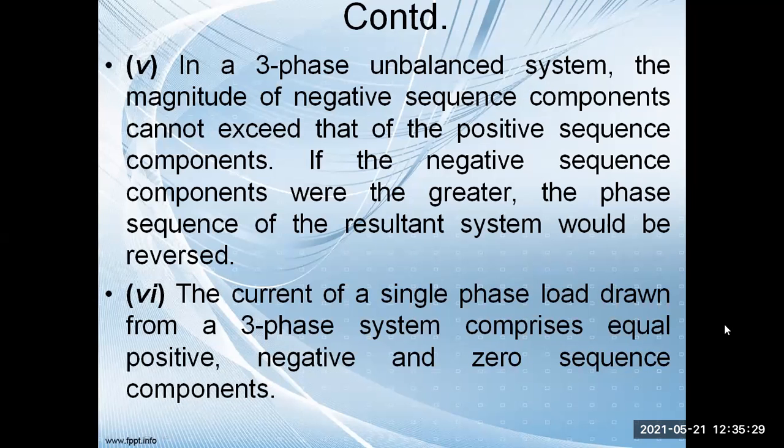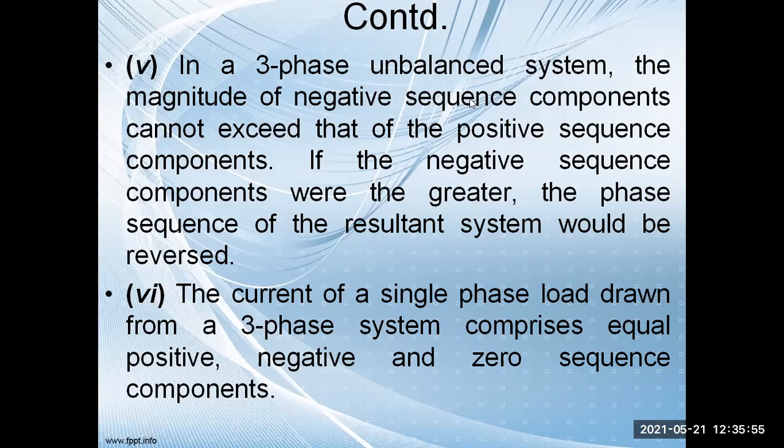So the magnitude of the zero sequence current will be the least among all these three. Now, if somewhere you find that the magnitude of the negative sequence current is greater than the magnitude of the positive sequence current, at that time, what will happen? The phase sequence of that resultant system will be reversed. So that is the point actually.